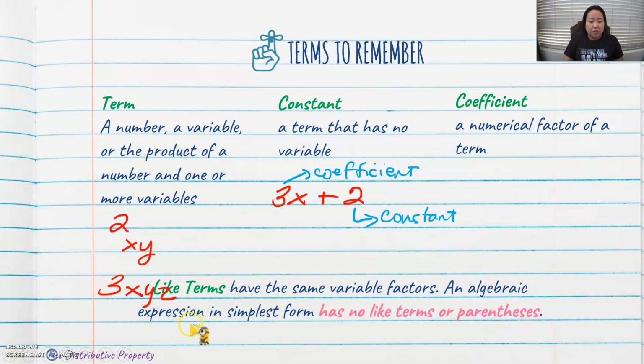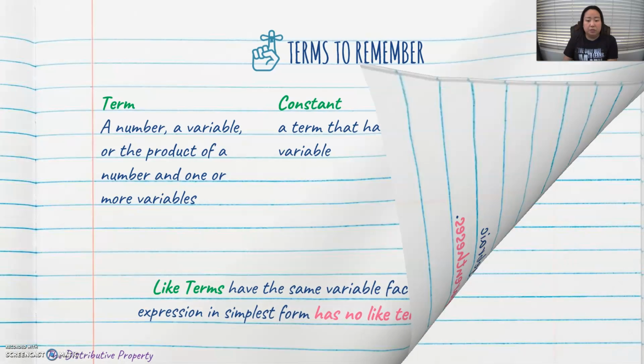When we say like terms, these are terms that have the same variable factors. An algebraic expression in simplest form has no like terms or parentheses. Okay, so let's have some examples here.